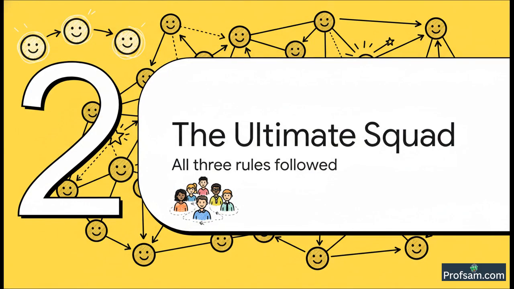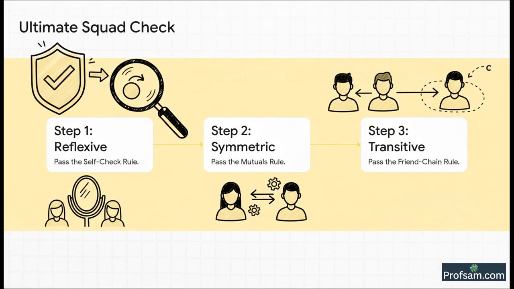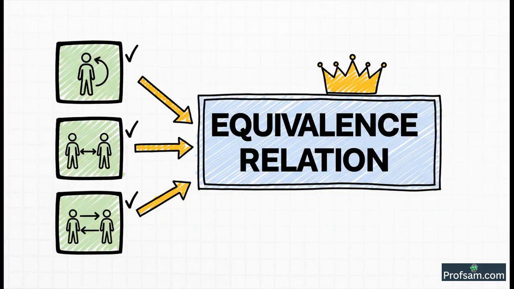So we've got our 3 rules, the self-check, the mutuals rule, and the friend chain rule. But what happens when a social network or any relation actually follows all 3? Well, that's when something really special happens. You get what I call the ultimate squad. Think of it like a quality check. To form a perfectly balanced and stable group, the rules of your network must pass all 3 tests. It has to be reflexive, it has to be symmetric, and it has to be transitive. And when a relation passes all 3 of these checks, we give it a very special name in mathematics. It's called an equivalence relation. This is the big boss of relations, the one you really need to know.